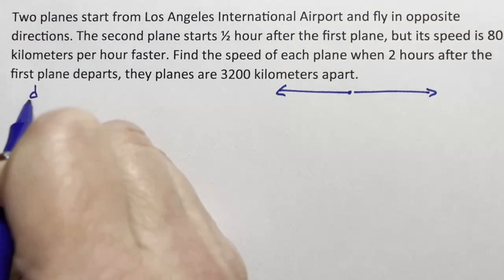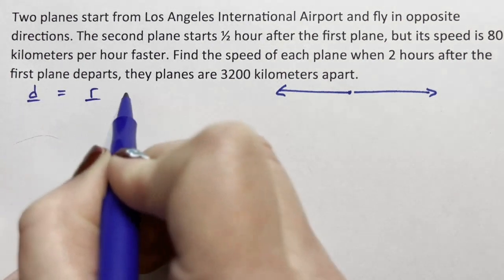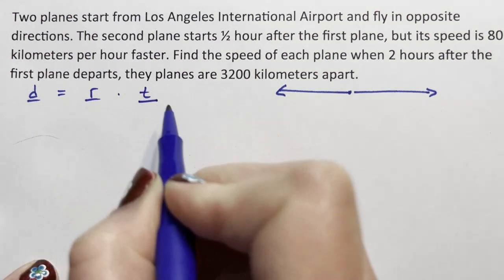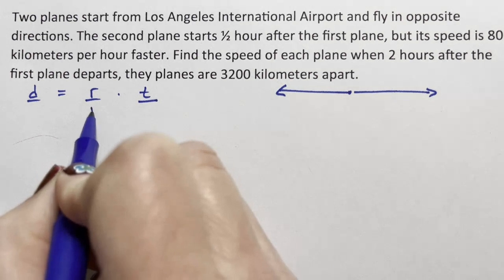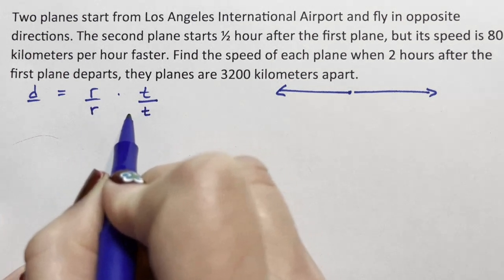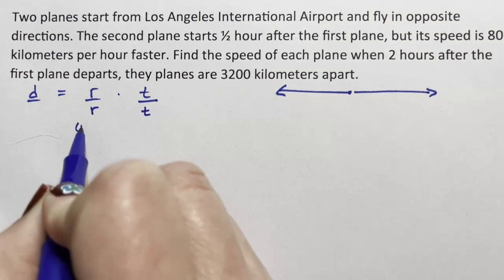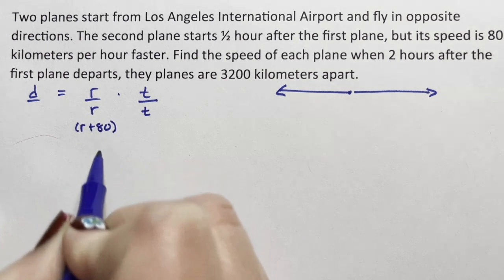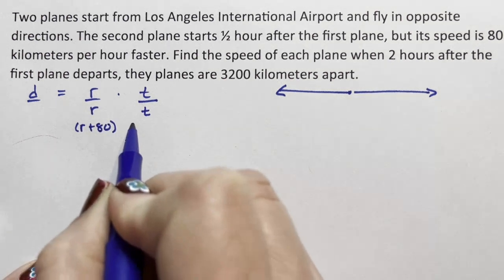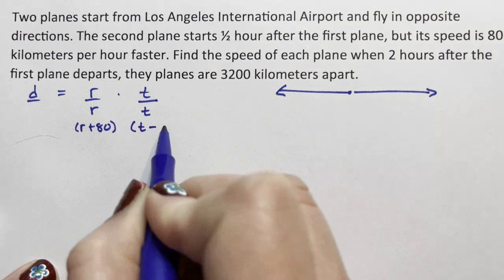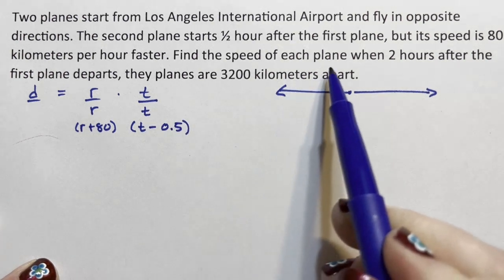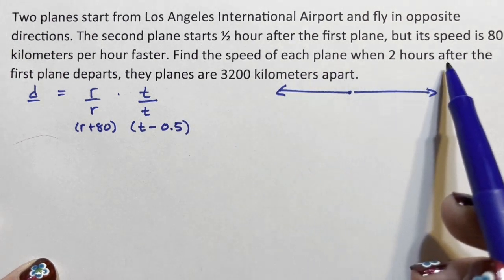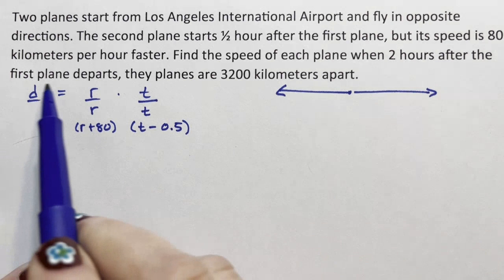So this is a basic distance equaling rate times time scenario. And so if the first plane has a rate and a time, the second plane is going r plus 80 kilometers faster, but the time is t minus 0.5. It has a half hour less. Okay, find the speed of each plane when 2 hours after the first plane departs.